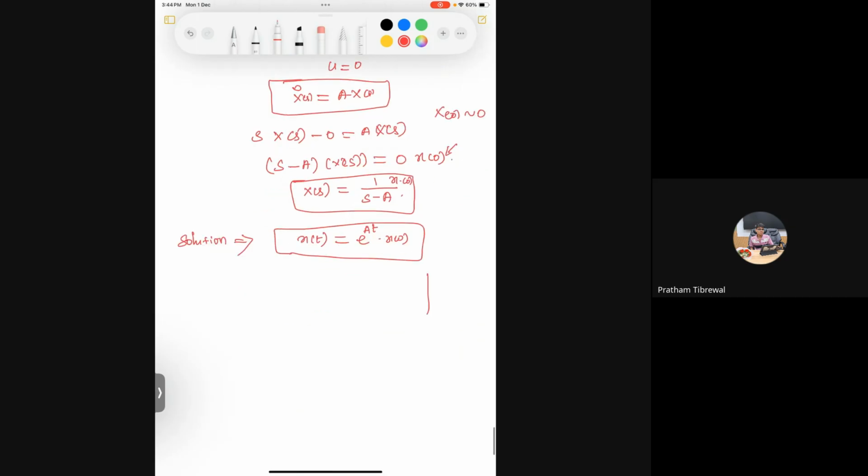So whether this is stable or unstable? Unstable. x of t is unstable because it is e power at, not e power minus at. Now, with this, we can say whether the system is stable or unstable. This is one way. So, if I have another equation, let's take ax plus b.